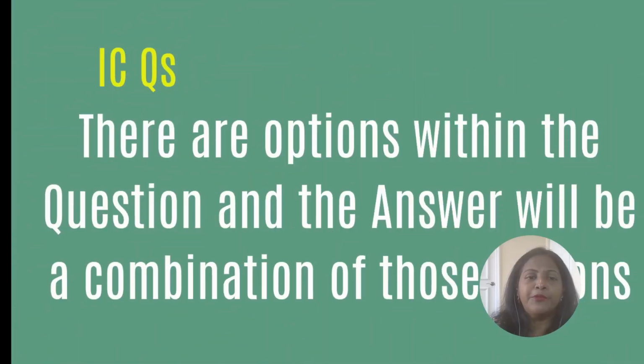And the final kind of questions, the fourth kind, are questions with internal choices. Now, this takes the difficulty to a totally different level. Let's see how they are. There are options within the questions, and the answers will be a combination of those options. So, not only do you have to understand the question, you have to know each and every option, and you have to be able to decipher these options given within the question.